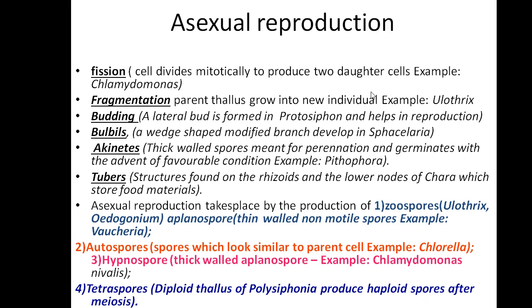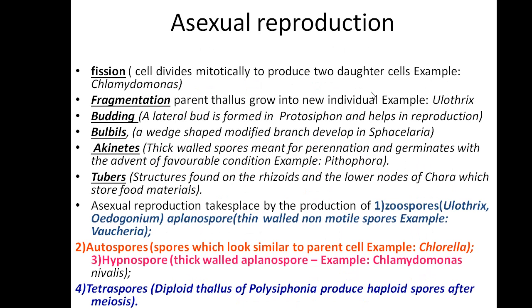So these are all the asexual reproduction methods. Zoospore is produced by Ulothrix and Oedogonium, and aplanospore, a thin-walled non-motile spore, is produced by Vaucheria. Autospores look similar to their parent cell, so they are called autospores, example Chlorella. Next, hypnospore is a thick-walled aplanospore, example Chlamydomonas nivalis. Tetraspore is produced by the diploid thallus of Polysiphonia, which produces haploid spores after the meiosis process.